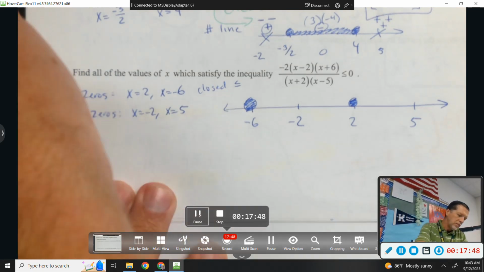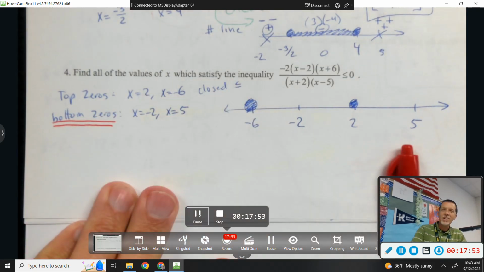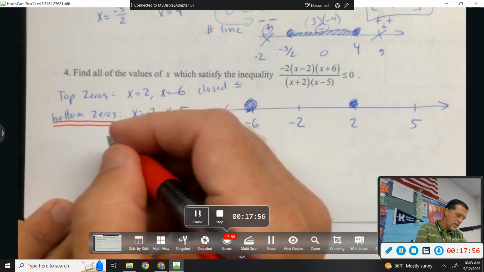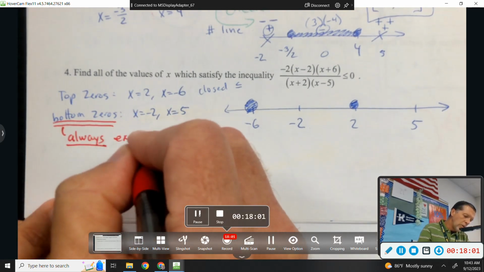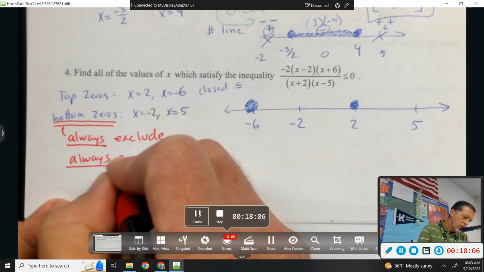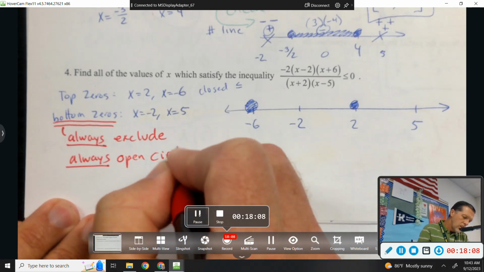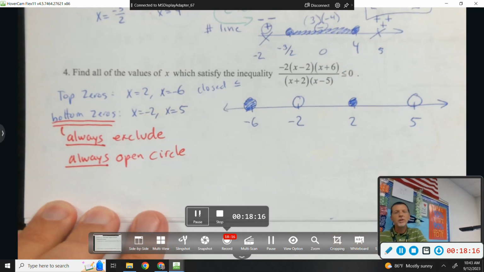What about those bottom zeros? Included or not included? And why are they not included? So you'll always exclude the bottom zeros. Always open circles for zeros of the bottom. Because you can't divide by 0. So the inequality sign doesn't matter at that point. You can't divide by 0. So the bottoms are always open circles. The top ones, well, it depends on if it's equal to or not.